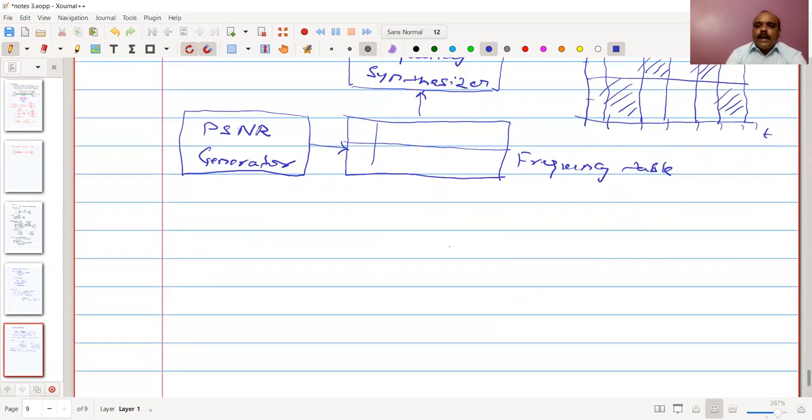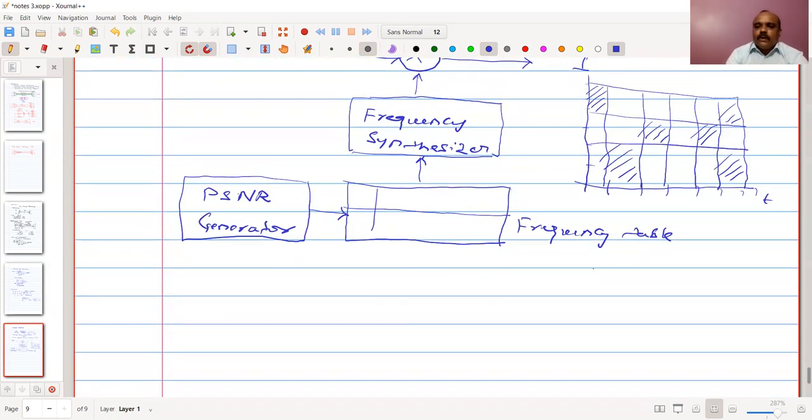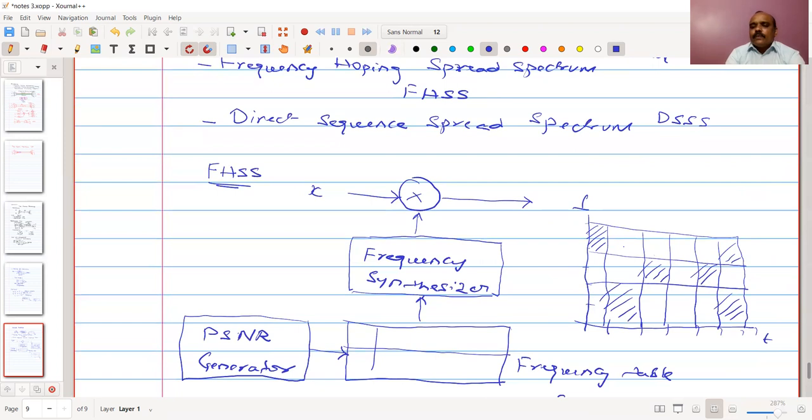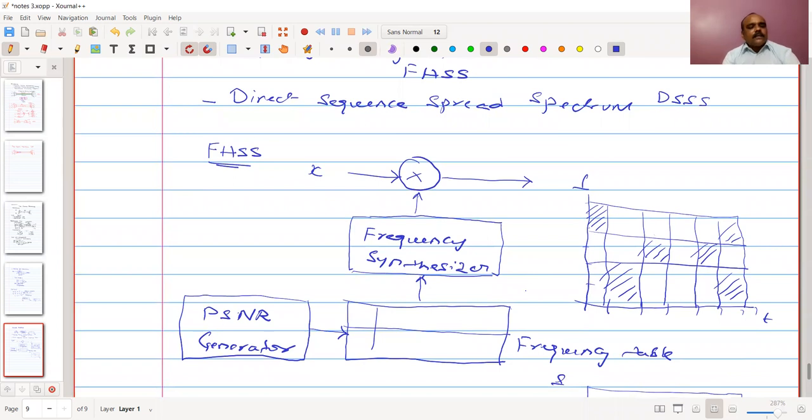If I compare it with the FDM techniques that we discussed earlier, if I plot T versus F, one complete bandwidth is given to one user. This is user one, this is user two. Whereas in frequency hopping spread spectrum, each user will generate their own random number. So user one might come at very different spots. This kind of technique is called a frequency hopping spread spectrum technique.